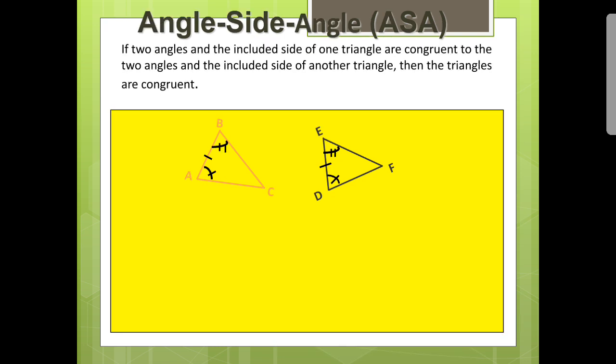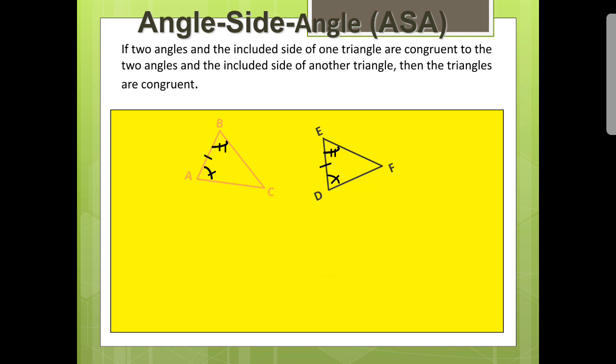Next, angle, side, angle, ASA. If two angles and the included side of one triangle are congruent to the two angles and the included side of another triangle, then the triangles are congruent.